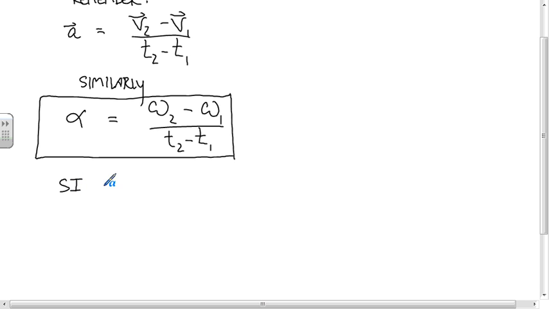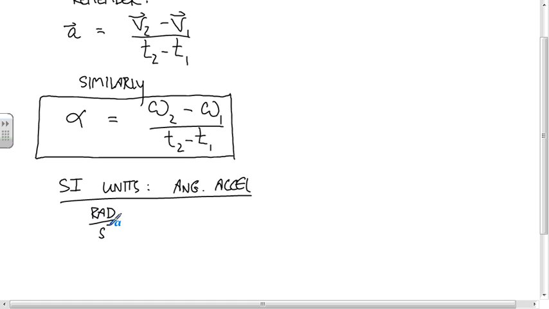SI units. In the numerator, what are the units? Yep, radians per second, and in the denominator is seconds. So now we have radians per second squared. Or, again, if you think of radians as not really being there, then it's just 1 over second squared.